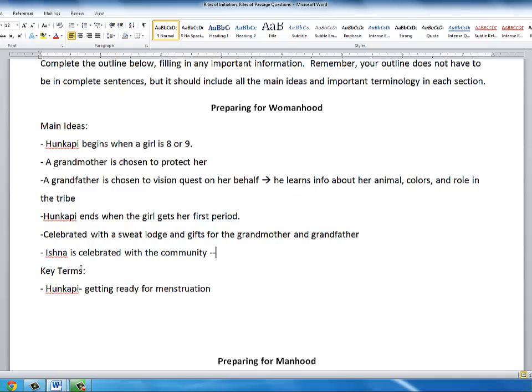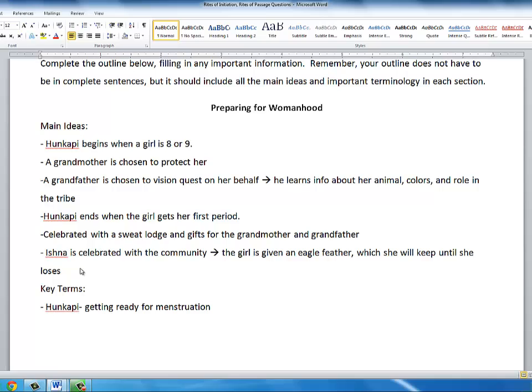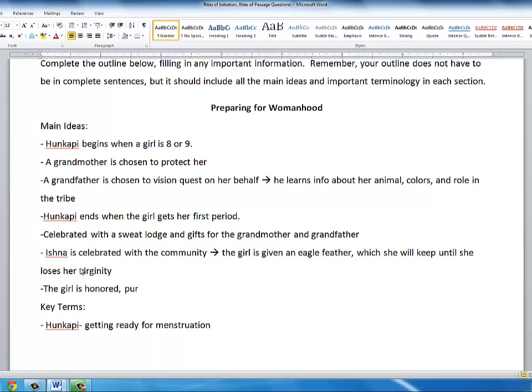And here again, I'm going to add some details. The girl is given an eagle feather, which she will keep until she loses her virginity. Right, and then the girl is honored. Her clothing, I should specify, her clothing is purified, and she is saying her honor song.